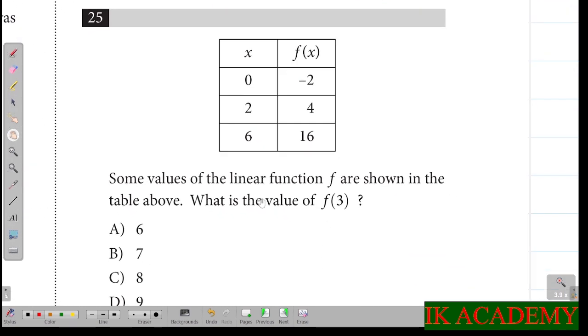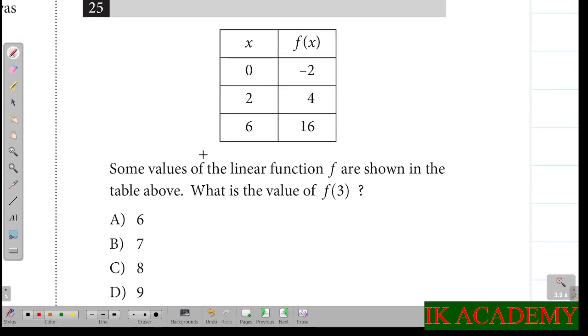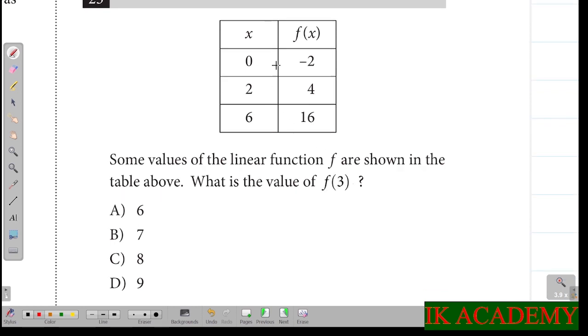Next question is question number 25, which shows us a table where we have the value of x and the function f of x. Some values of the linear function f are shown in the table above. What is the value of f of 3? So f of 0 is given, f of 2 is given, f of 6 is given. We need to find the value of f of 3.